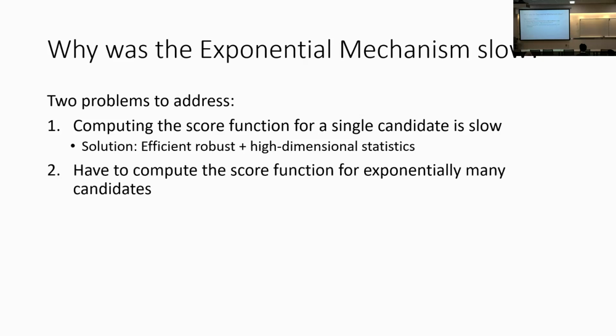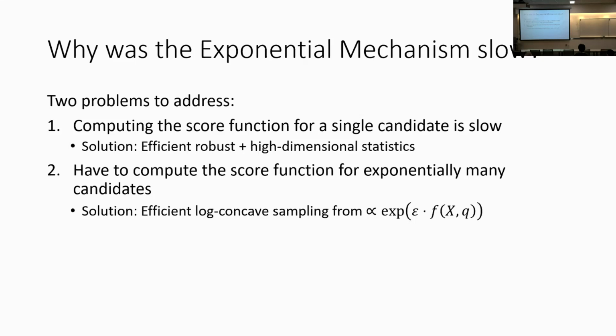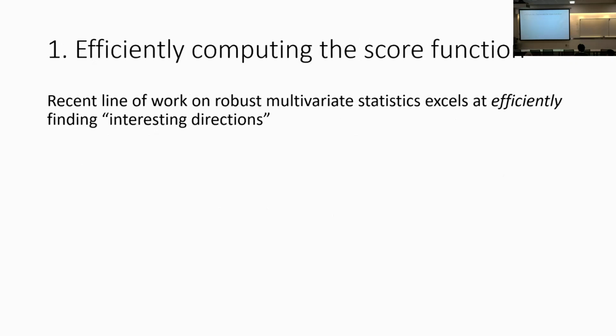The second problem was that, if you want to compute this distribution over all the different candidates, you have to compute the score function for each individual candidate. And then there are exponentially many, so computing the normalizing factor seems like a bit of a pain. But the nice thing is there's been a lot of work on efficiently sampling from log-concave distributions, which will save us on the second part. So I'll go through each of these, not in too much detail.